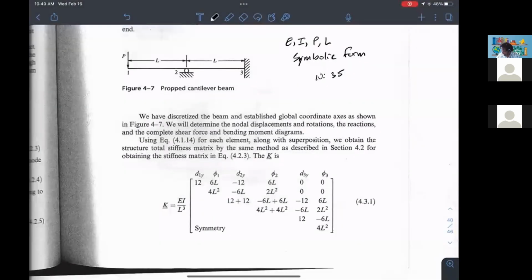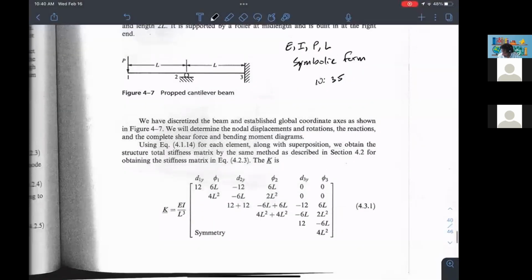Right, so this is our beam. Here we have d1y and phi 1, and those are unknown because that end is free to move. Here you would have d2y equal to 0, and you will have a phi 2, because it will be allowed to rotate. And here you will have d3y and phi 3 equal to 0.